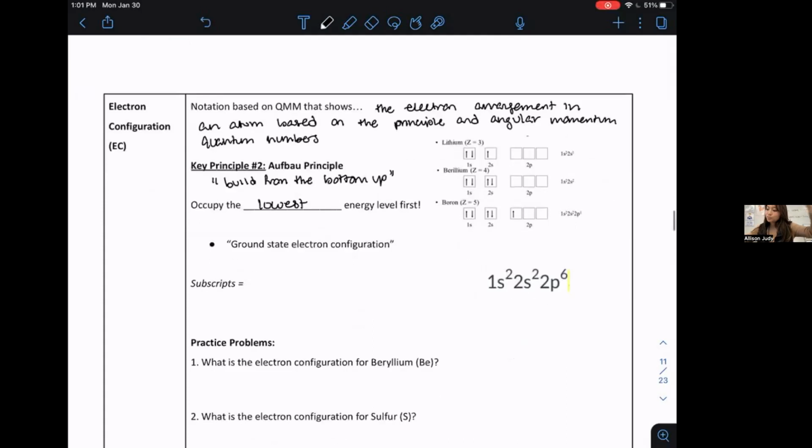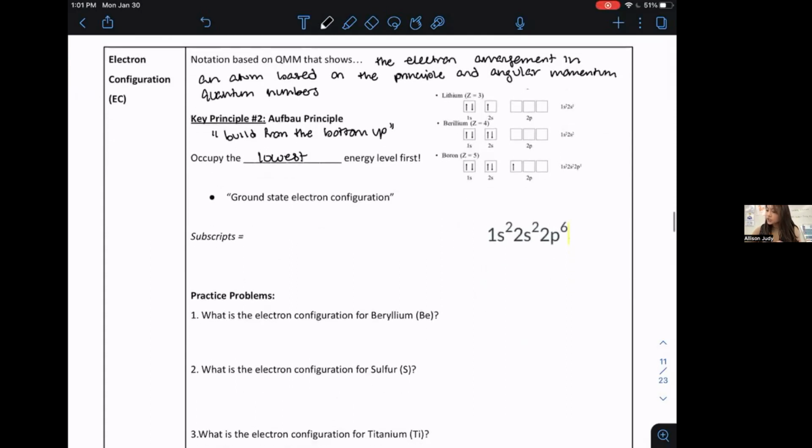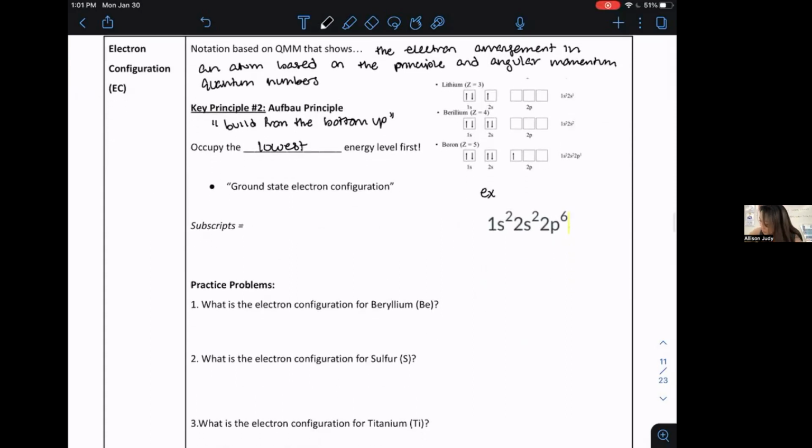Okay. And so this brings us into how do we write electron configurations? How do we write the address of an electron using the first two numbers in the quantum mechanical model? All right. And so what we have here is an example electron configuration. Now I'm going to write it as EC.